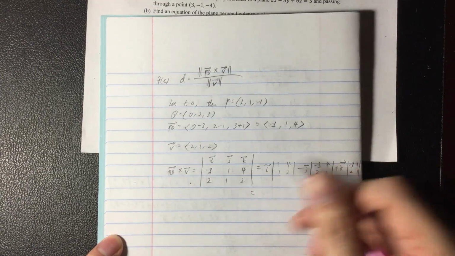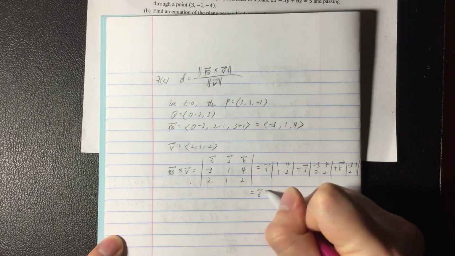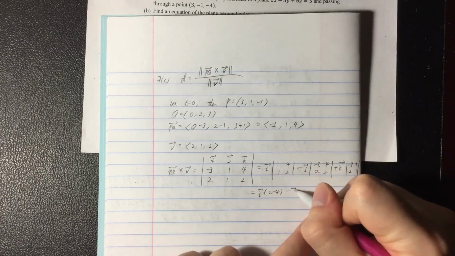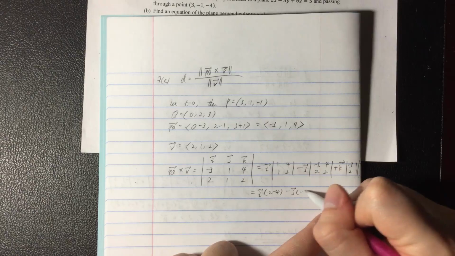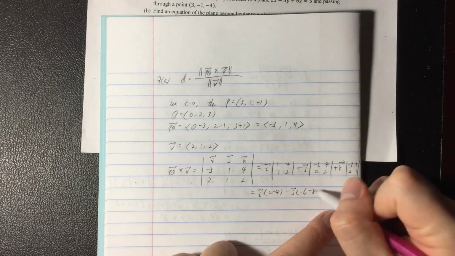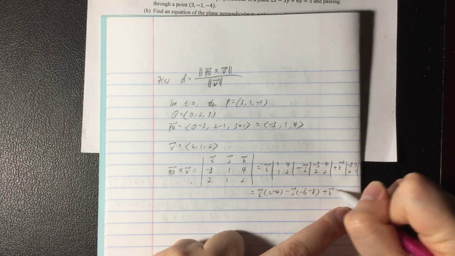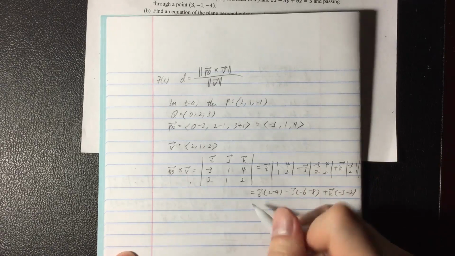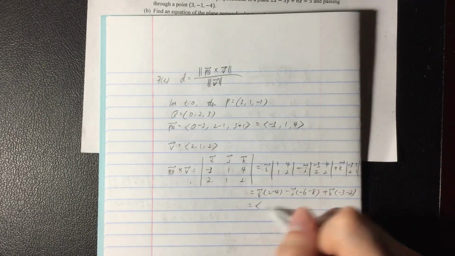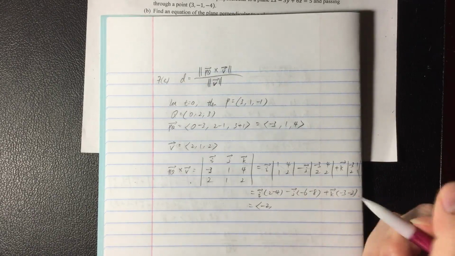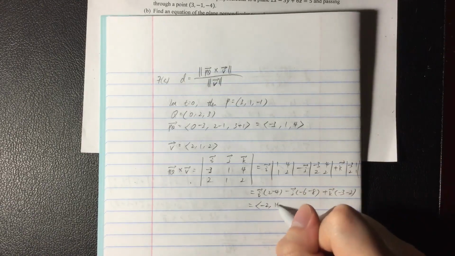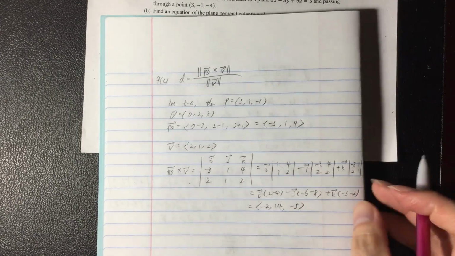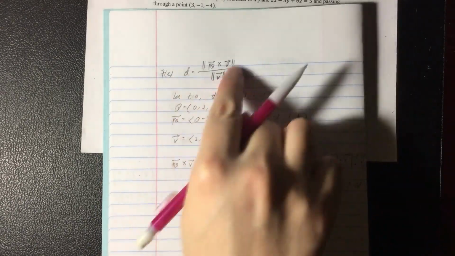Then take the determinant for each 2 by 2 matrix. i times 2 minus 4, j times negative 6 minus 8, plus k times negative 3 minus 2. Then write this in vector form. I have negative 2, positive 14, negative 5. That's the cross product. Then plug into the distance formula.